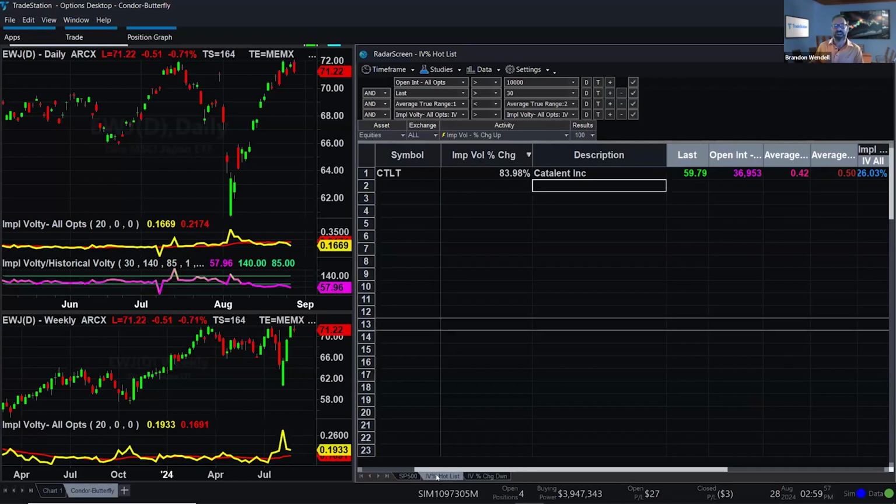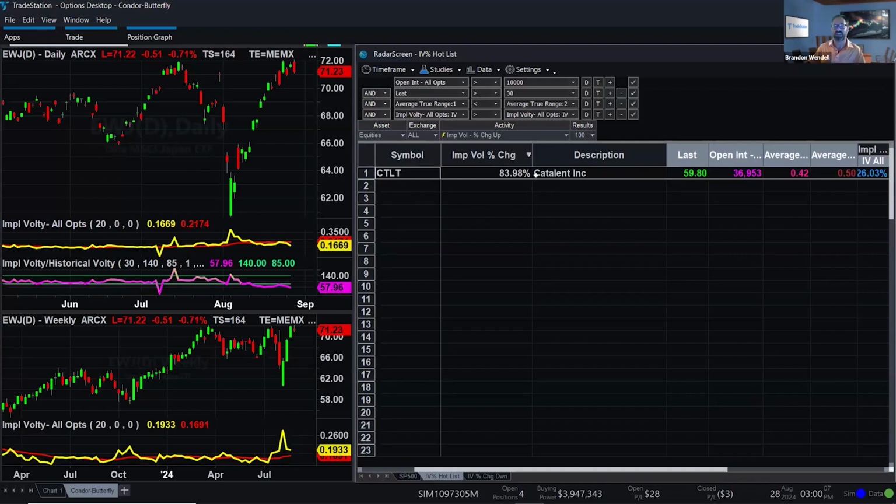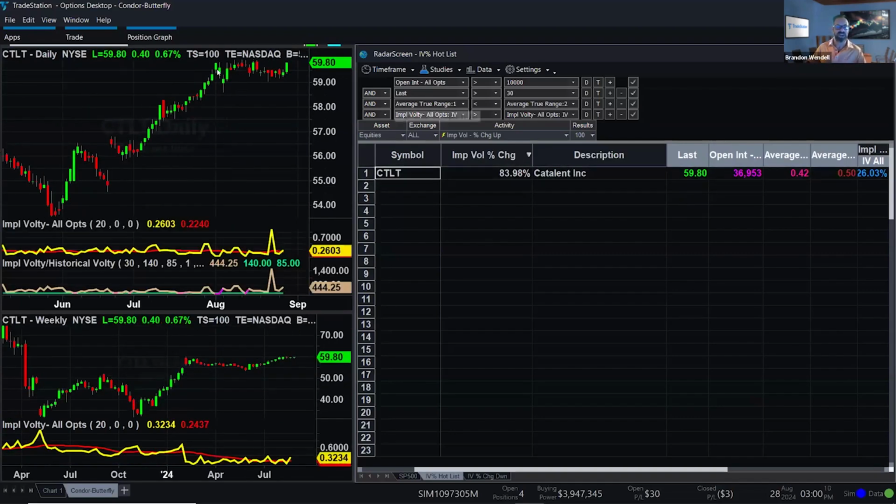So right now, this is showing the IV percentage hot list. These are the biggest implied volatility changes, but also that other screen I just mentioned. Well, CTLT, Catalent Inc. Look at that. That looks like a channeling stock, doesn't it? Between 59 and 60, right in that area. There might be an opportunity for a condor there.